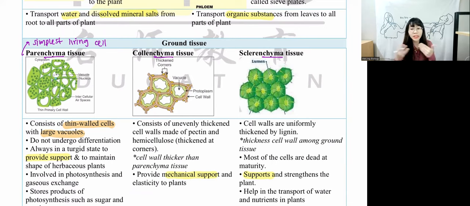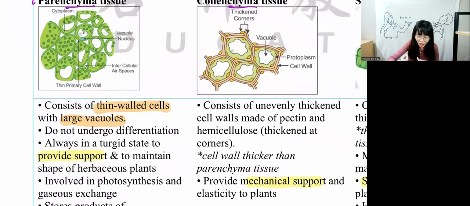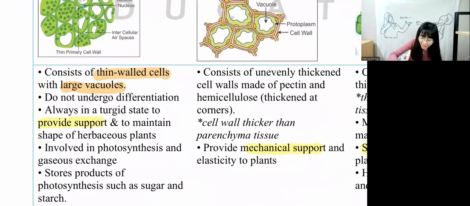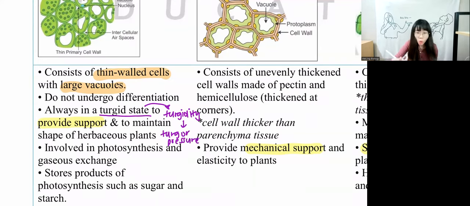Since we know water will diffuse into the vacuole, right? When water diffuses into it, they will maintain a shape called turgid state. Turgid means what? We have a word called turgidity. Turgidity is from a pressure called turgor pressure, okay? What does this thing mean? When water diffuses into the vacuole, that is called turgidity. Water diffuses in is called turgidity.